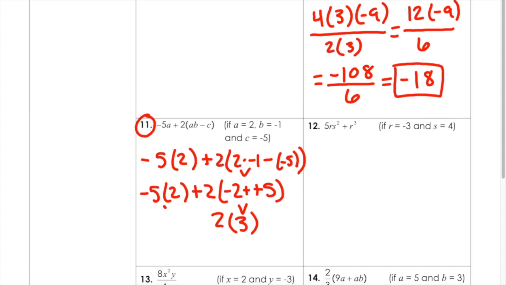I'm going to go ahead and also multiply negative 5 times 2 here, which is negative 10. So we have negative 10 plus 2 times 3. Well, 2 times 3 is just 6. Negative 10 plus 6 equals negative 4.